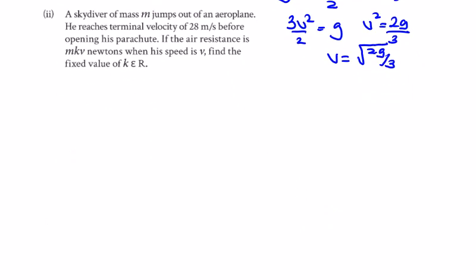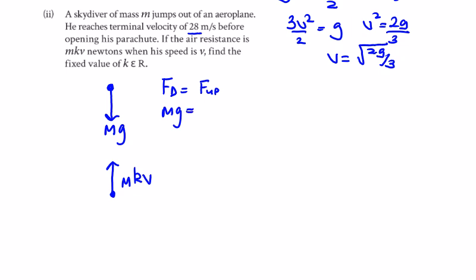Let's have a look at this skydiver of mass m jumping out of an airplane. So there's a force going down. Force going down is mg. And he reaches terminal velocity, his speed 28. So there's a force, air resistance is mkv, it's going in this way. Air resistance is mkv, so I think this is force up equals force down. So mg is equal to mk by 28.